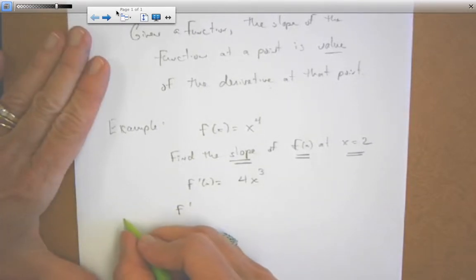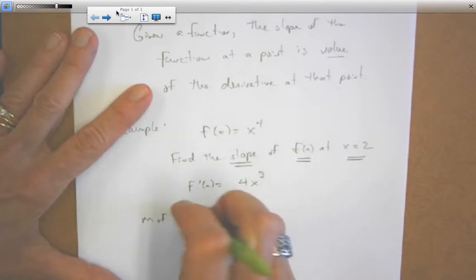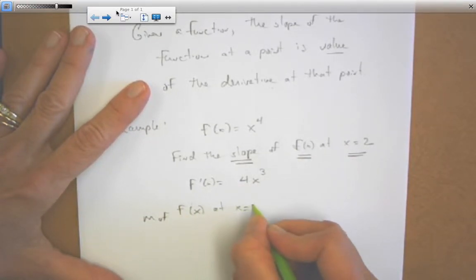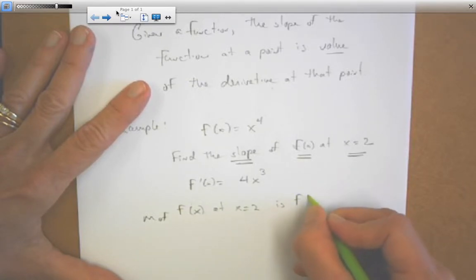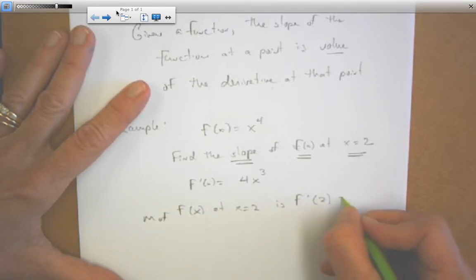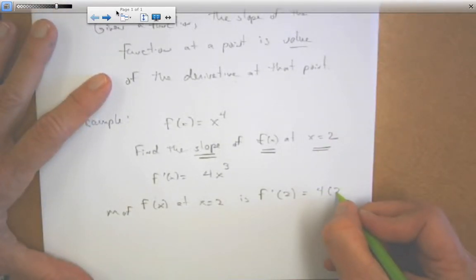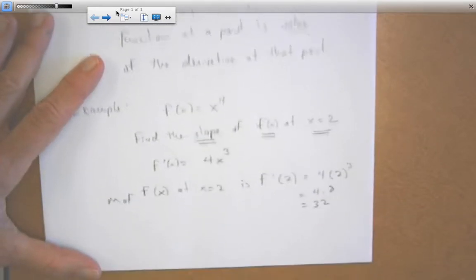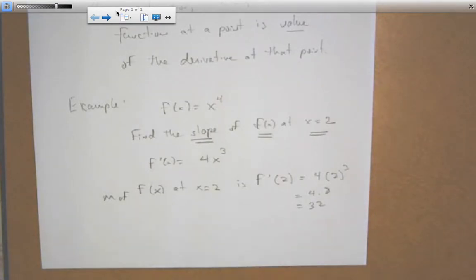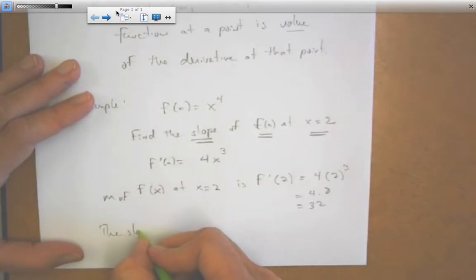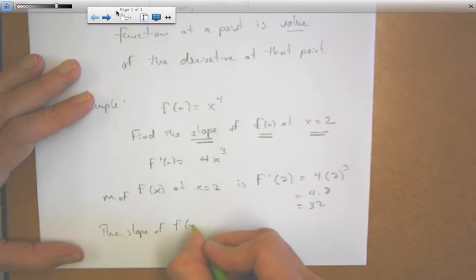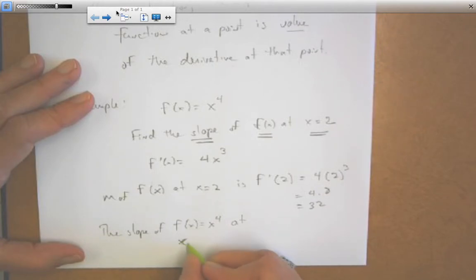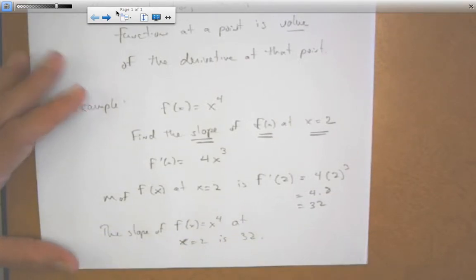And then the slope of f at x equals 2 is f prime of 2. So let's find that value. 4 times 2 cubed, so 4 times 8. So the slope is 32. So it climbs pretty quickly. It's a very steep curve at 2. So the slope of f of x equals x to the fourth at x equals 2 is 32.